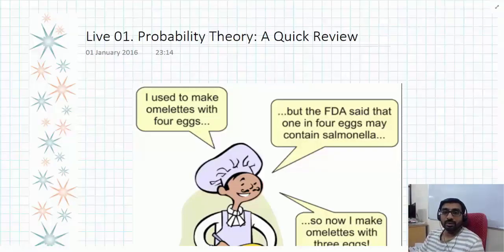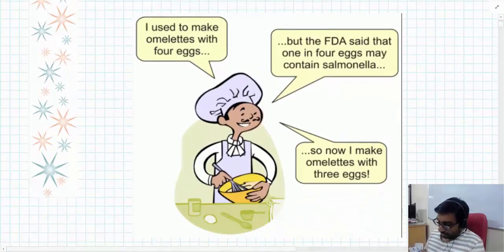Sure you've seen probability theory in some context or the other. In today's lecture, we're just going to quickly review this theory. And let us begin by looking at this cartoon, which illustrates an important aspect of probability theory.